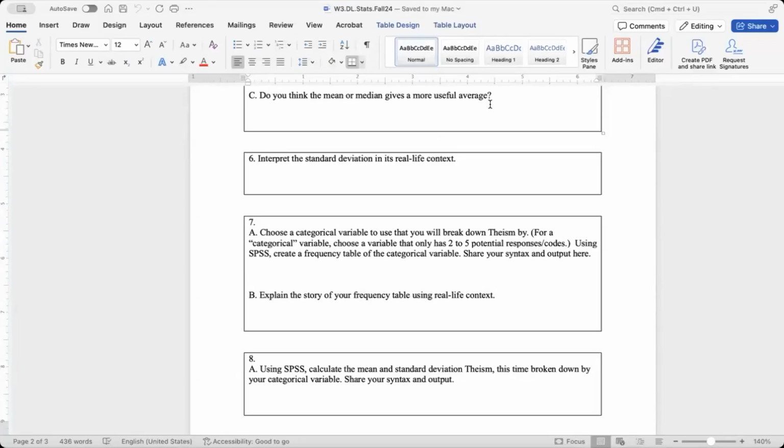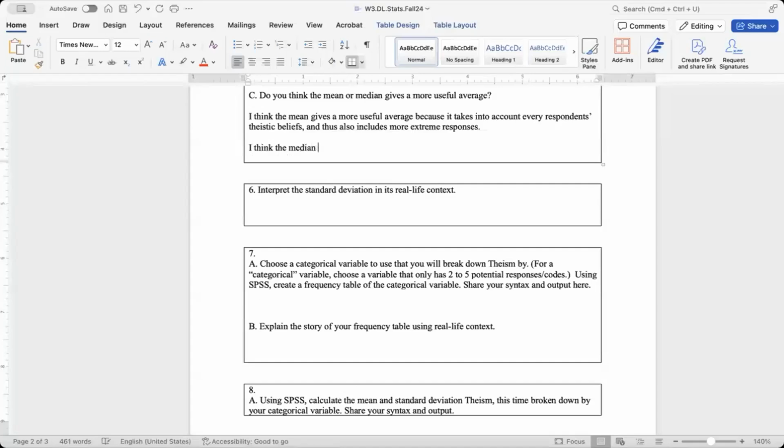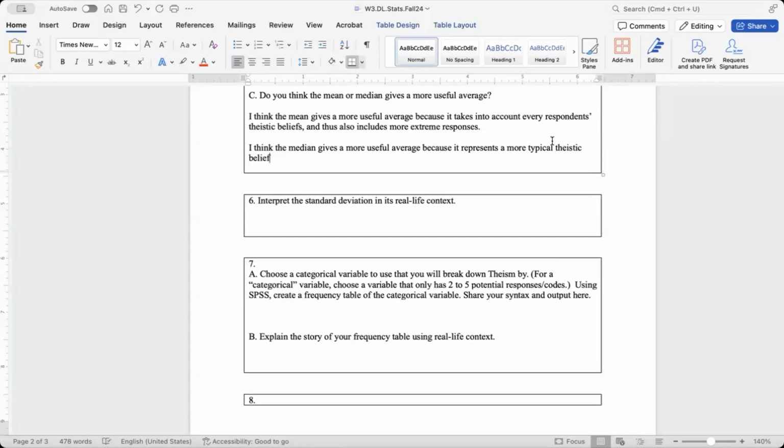Okay, so do you think that the mean or median gives a more useful average? So this is one that is up to you to interpret, and as long as you're justifying your answer, either would be right. So we could say, I think the mean gives a more useful average because it takes into account every respondent's theistic beliefs and thus also includes more extreme responses. We could say, I think the median gives a more useful average because it represents a more typical theistic belief, a more typical respondent in terms of their theism.